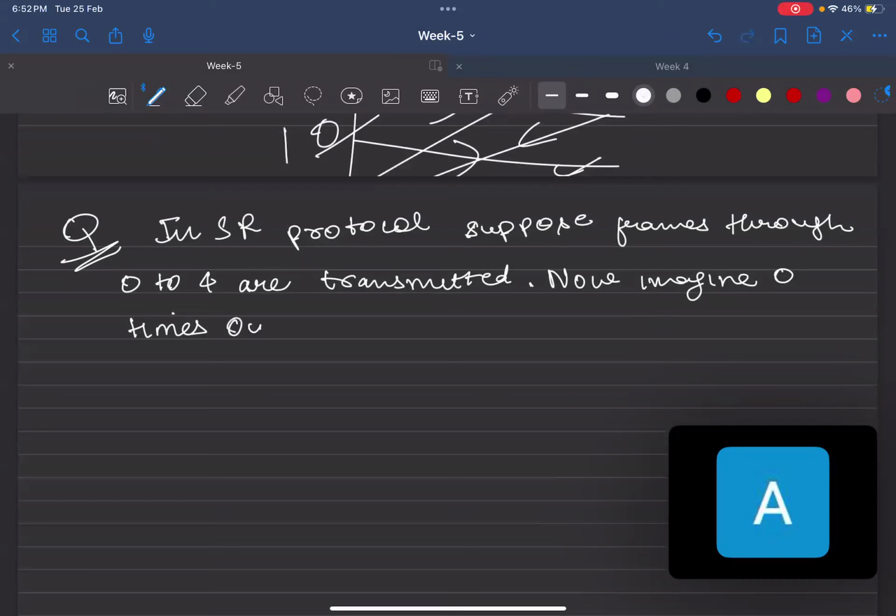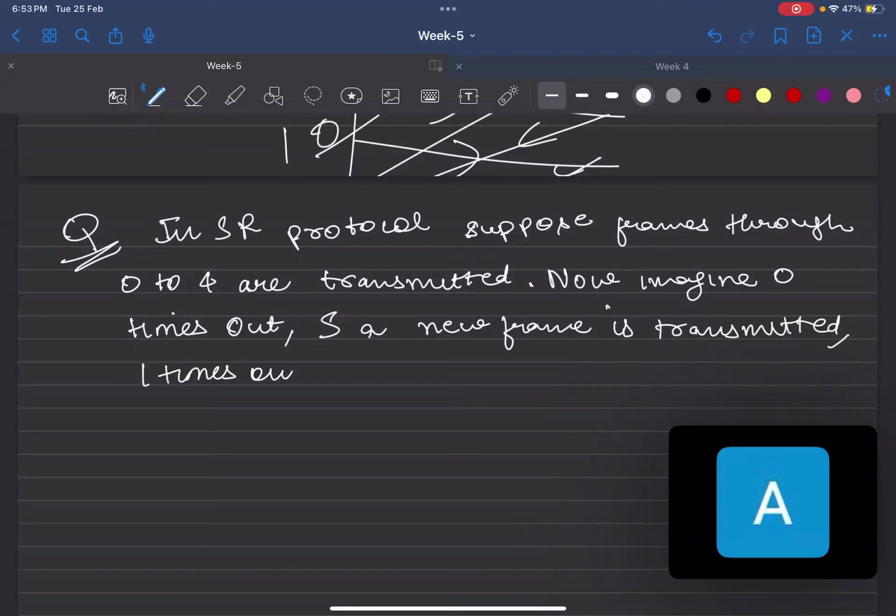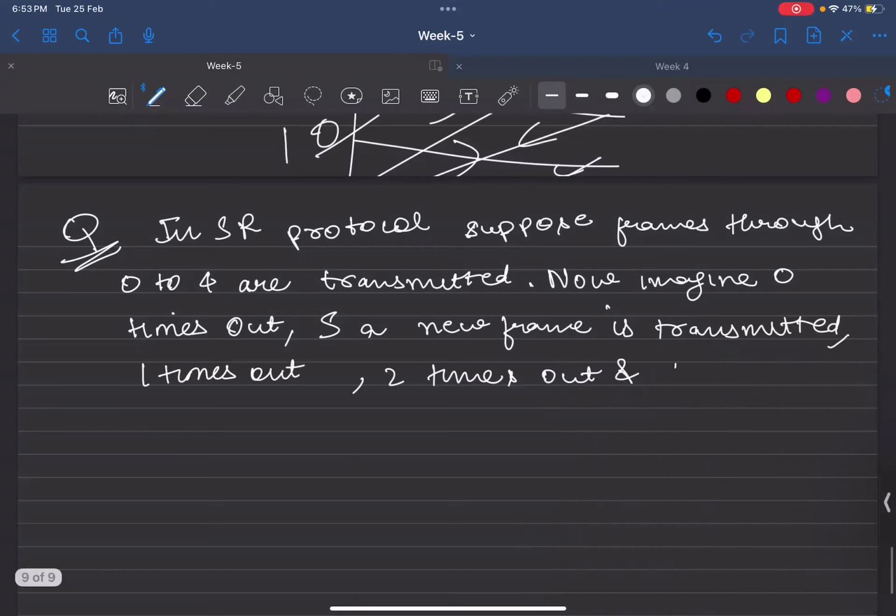Zero times out. 2 times out. 5, a new frame is transmitted. 1 times out. 2 times out. And 6, another new frame is transmitted.